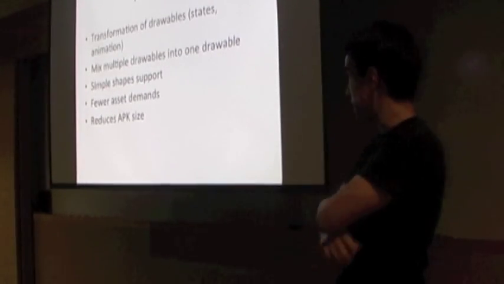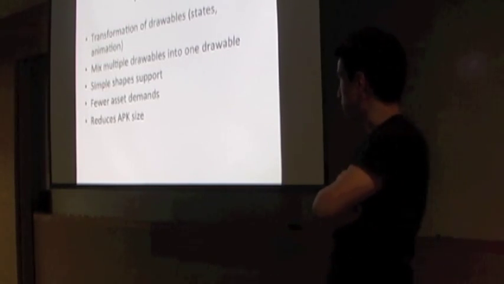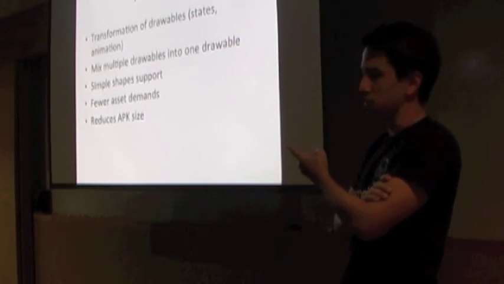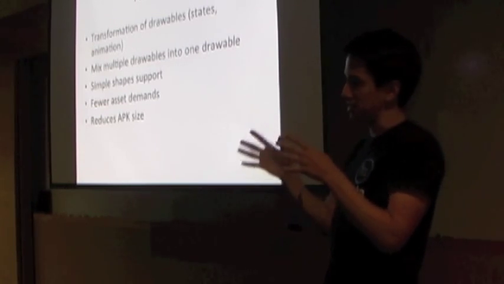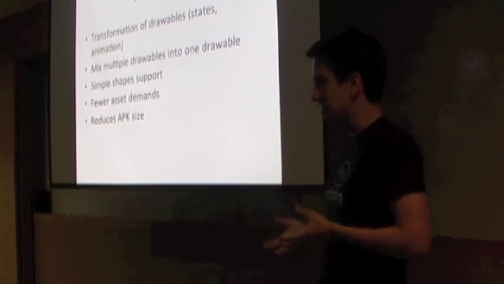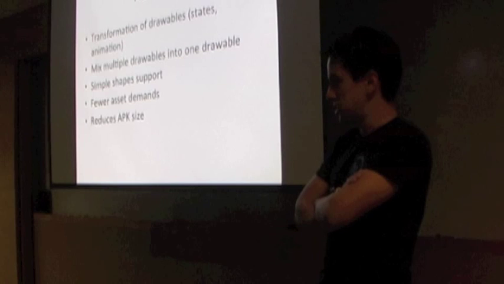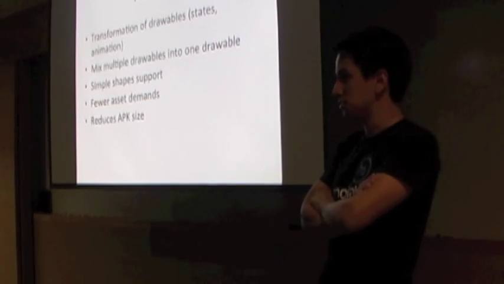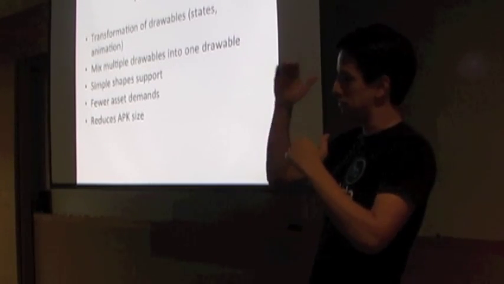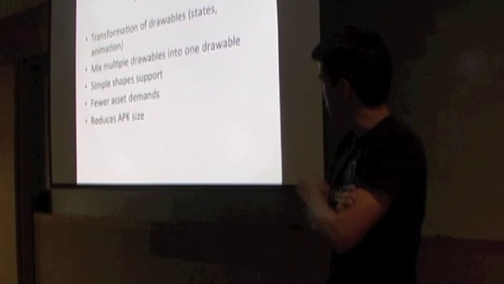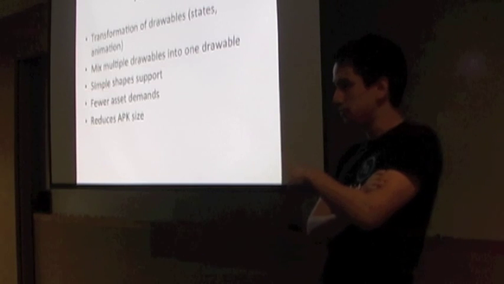One of the things you absolutely can't do without going to XML is transformation of drawables. I think the most important one is the different states that a drawable can be in. For example, a button has a normal state, a disabled state, a pressed state, and a focused state, and all of these are defined in a Drawable XML. Another thing you can do is animation. You can have a single XML be based on what's known as the drawable level and define different graphics to be shown. Another really cool thing with Drawable XML is you can mix multiple drawables into one single drawable.